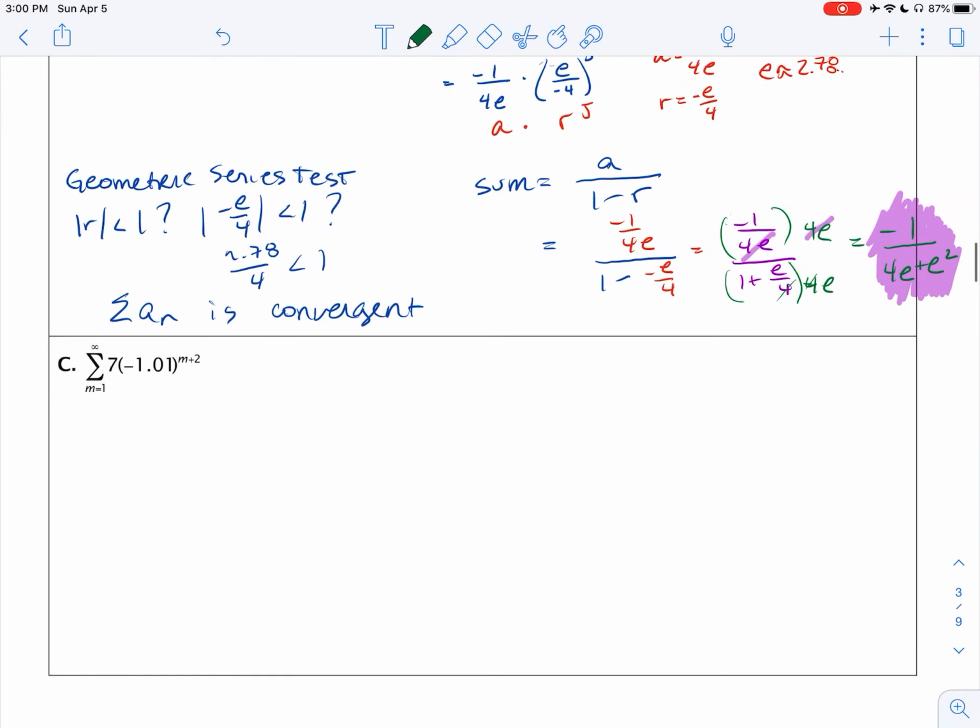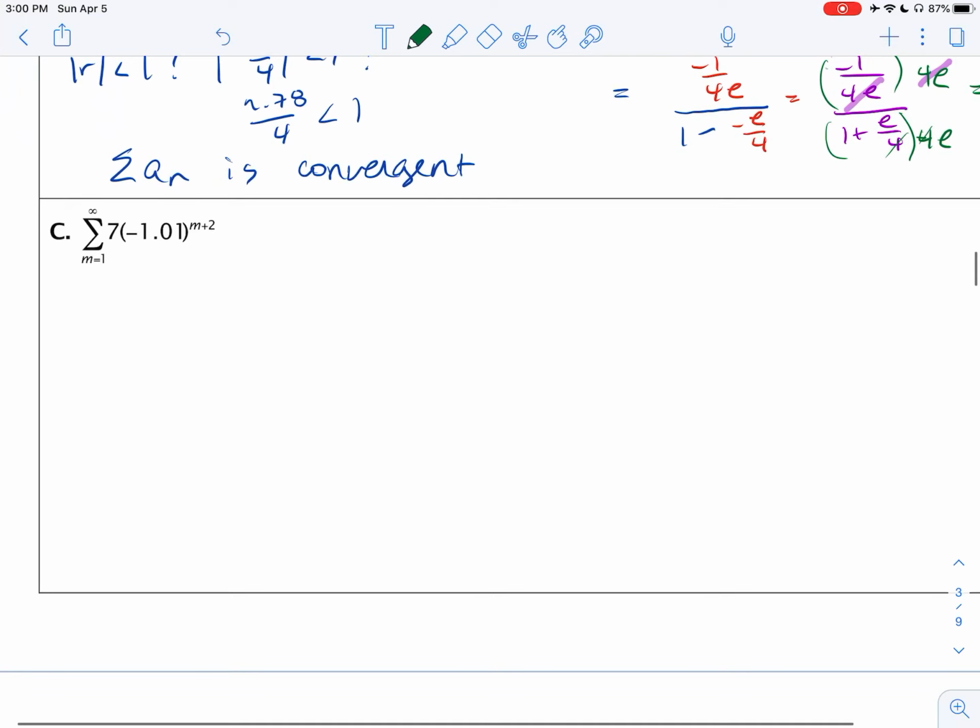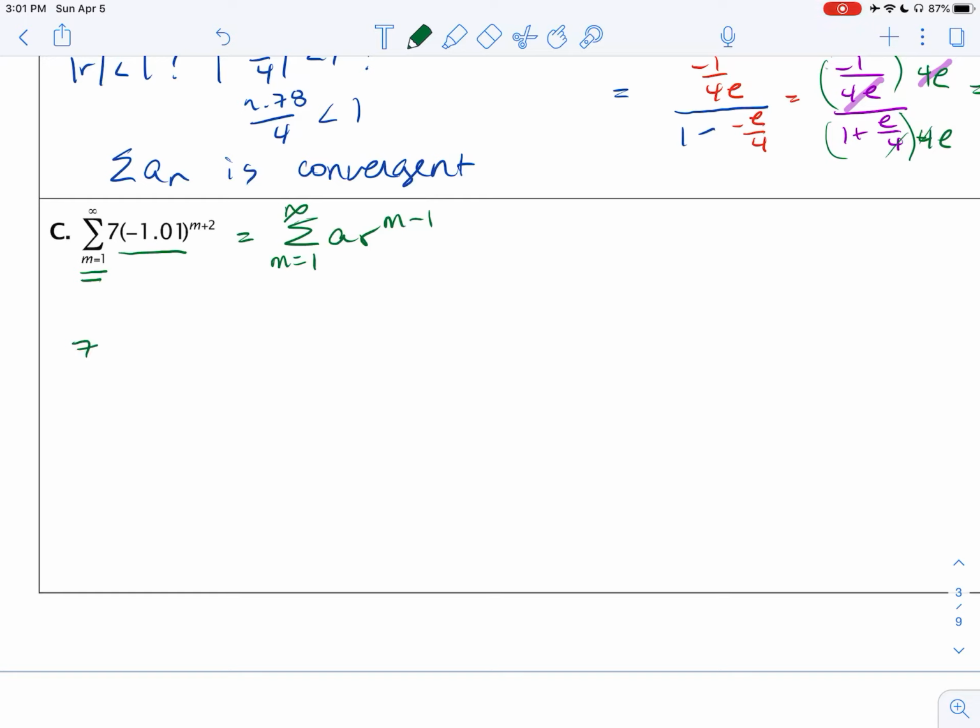Good. So one last one before we do other applications of the geometric series. Here we have m equal to 1. So we want to make this look like a times r to the n minus 1, or m, since we're doing m. Doesn't matter what your index is in that sum, just know that that is the variable. We want to make that look like that. So how do we do that? With the m plus 2, I'm going to start with this, and I'm going to say 7 times minus 1.01 to the m plus 2.